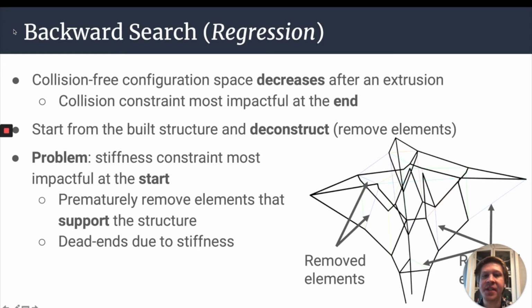However, a complication is that the stiffness constraint is most constrained at the beginning of construction. On the right is a visualization of a dead-end state of the regression search. Here, the black elements have yet to be removed. What happens here is that the algorithm prematurely removes elements that are critical for supporting the structure, causing it to no longer be stiff. Because of this, the stiffness and geometric constraints are directly at odds with each other.